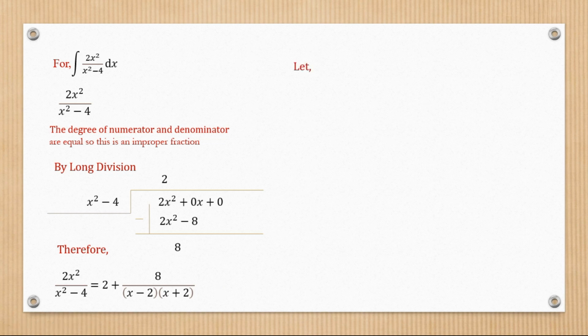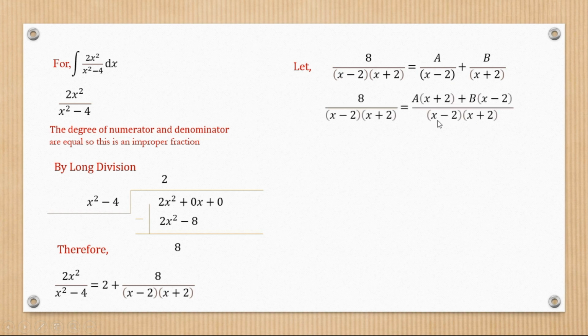So we're going to let 8 over x minus 2 over x plus 2 be equal to a over x minus 2 plus b over x plus 2, because now these are actually linear factors. So when you find the LCM, it shall be x minus 2 into x plus 2. When you divide this by x minus 2, we have x plus 2 times a. Divide this by x plus 2, we have x minus 2 times b. And then you can say the denominator values cancel, and we're left with 8 being equal to that.